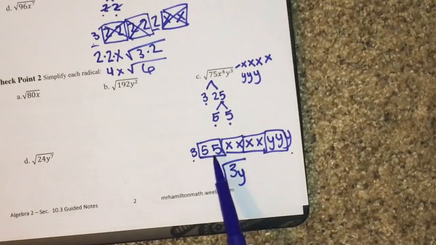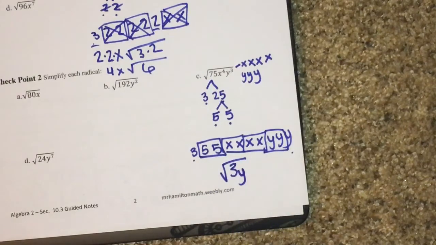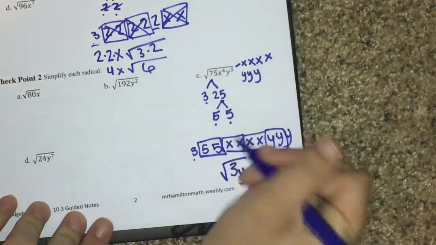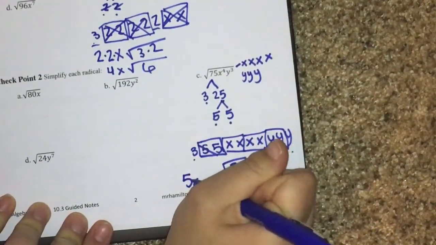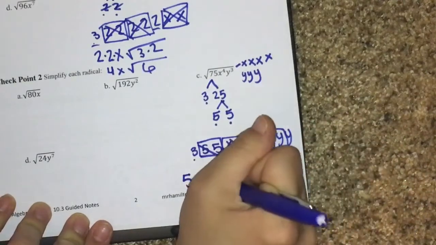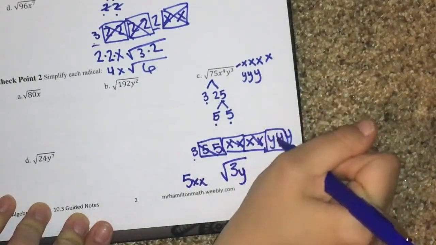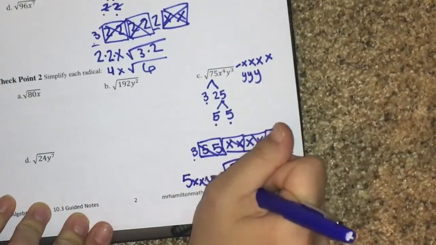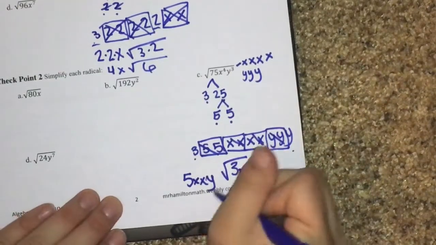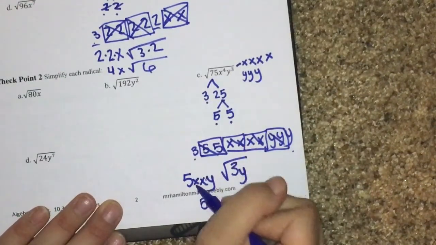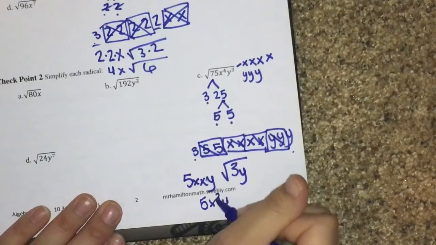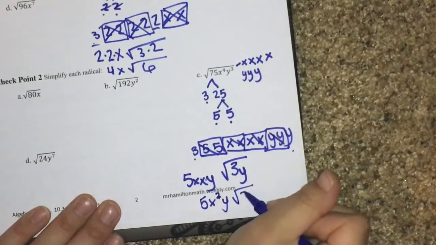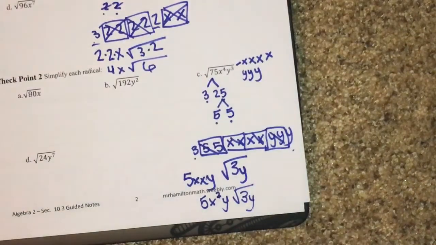But for each partner that we circled, we're going to pull one out and the other is going to disappear. So for the 5 and the 5, we pull out 5. For the X, an X. For the other set of X's, an X. And for the Y's, a Y. When we simplify this, we have 5. X times X is X squared. Y square root of 3Y.